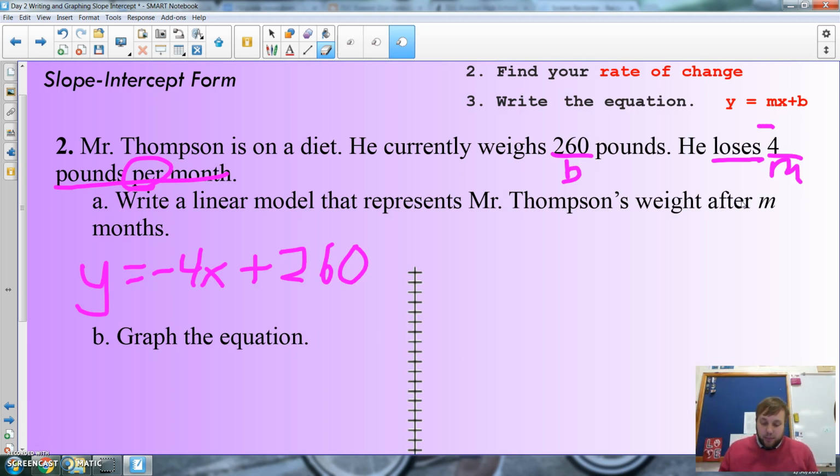Okay? Now, graph the equation. This is where it gets a little trippy, because this is going to represent months. So I'm going to have 0 down here. 1, 2, 3, 4, 5, 10. Okay, just so. Now, I don't want to go all the way down to 0. I'm a little lazy that way.